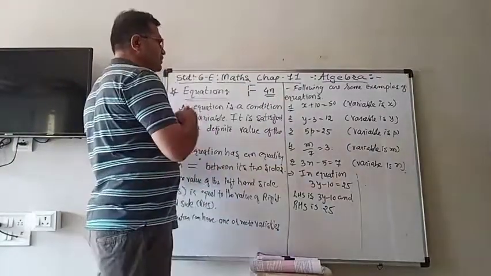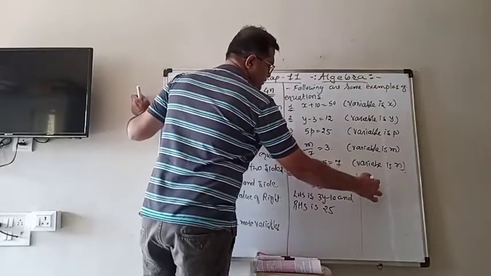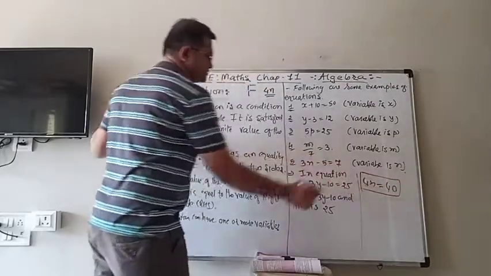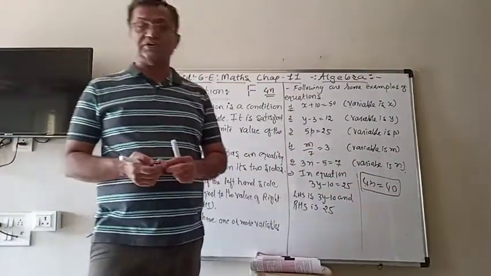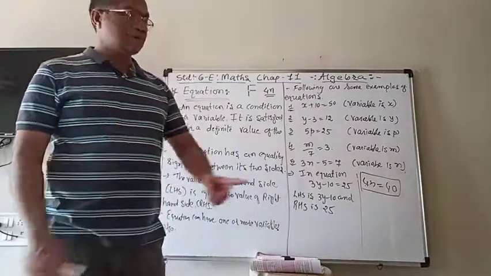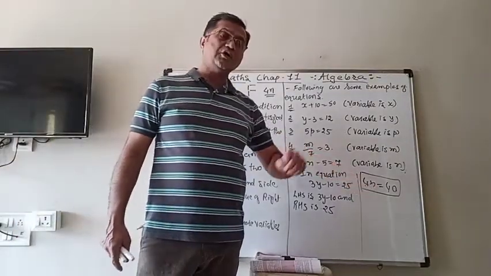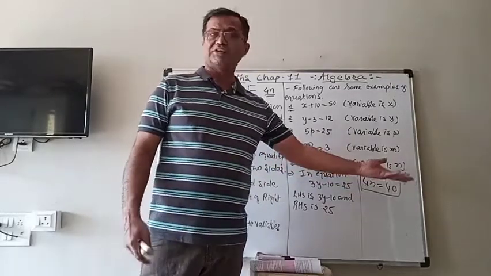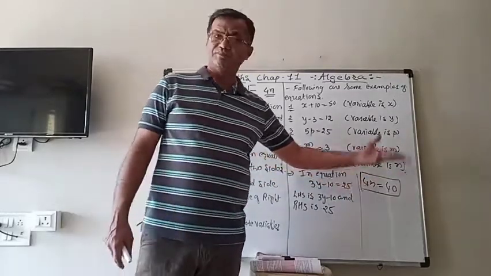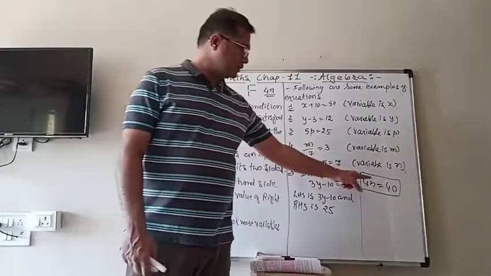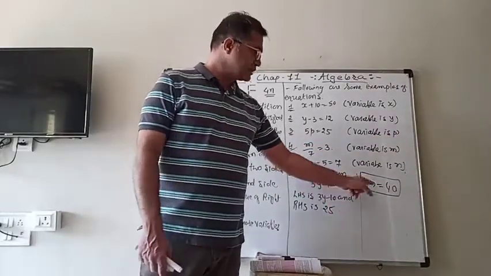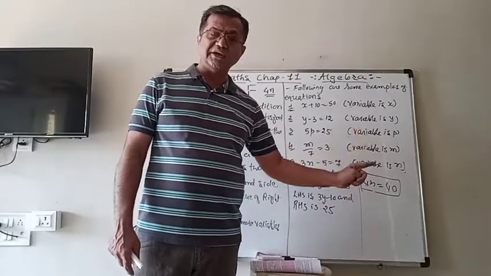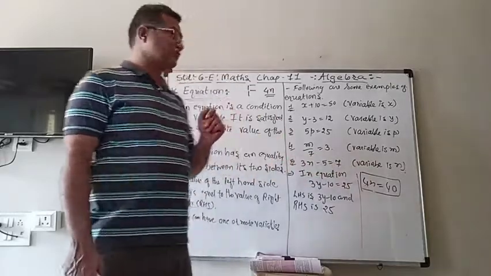It means what is the formula here? 4n. And how many matchsticks are used? 40. So this is called an equation. And it is satisfied for what value of n? Can you put 5? Then 4 fives are 20, not 40, so not possible. 4 eights are 32, not possible. 4 tens are 40, yes. It means this equation is satisfied only for the value n equals 10.